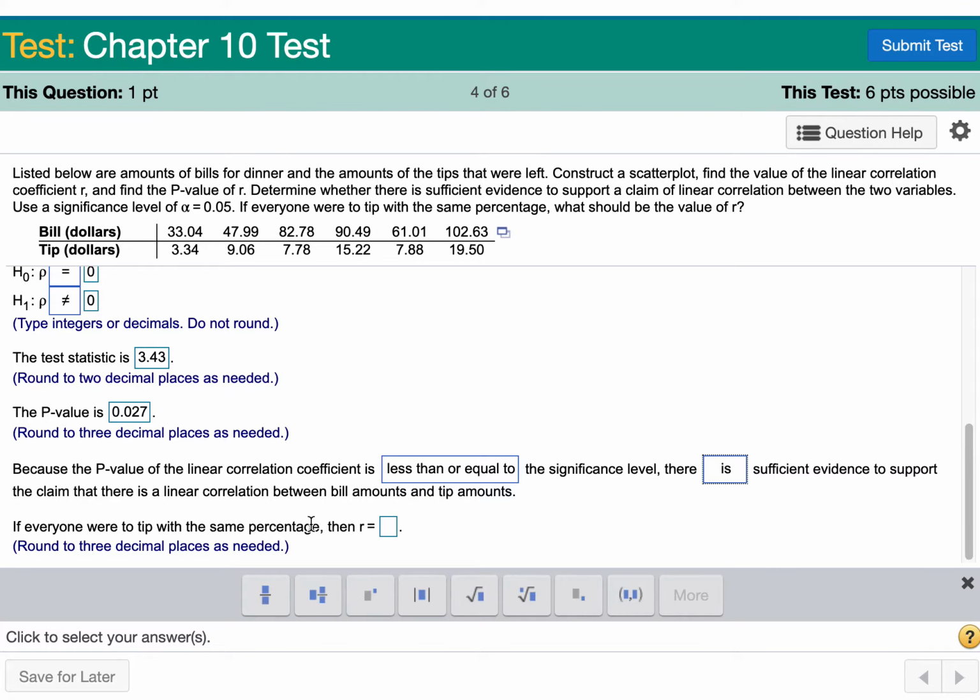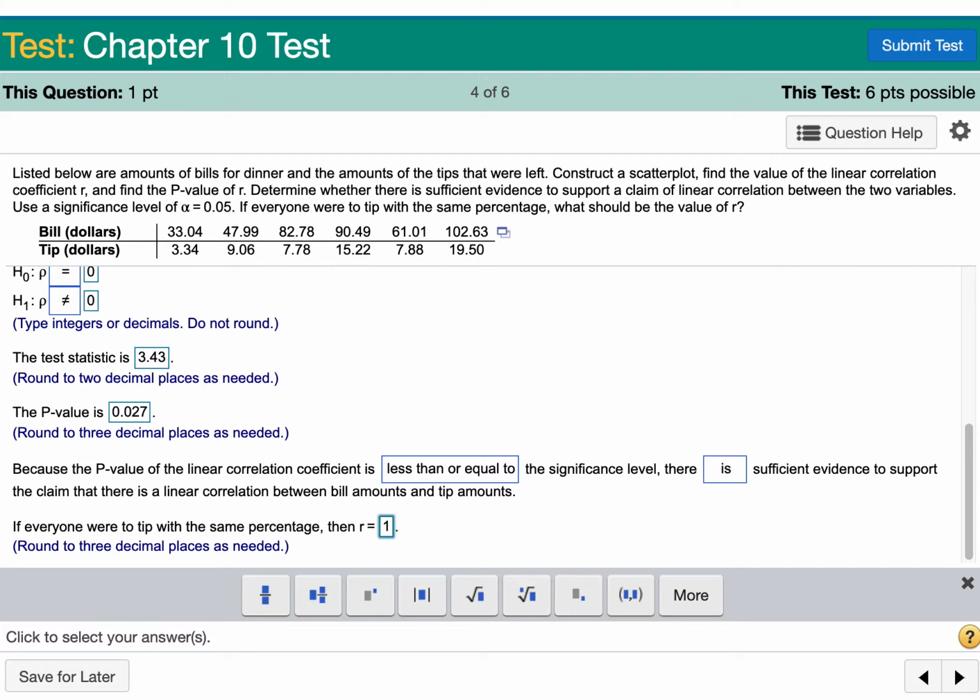This is kind of a surprising question. If everyone were to tip with the same percentage, then R equals what? Well, if everybody always tipped the exact same amount, let's say 20%, then the correlation would be perfect. There'd always be a perfect relationship between the bill and the tip. Now, when I say perfect, that's not necessarily actually perfect, because this means that there wouldn't be any nice people in the world who might give you an extra tip.